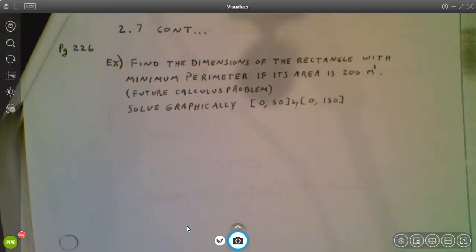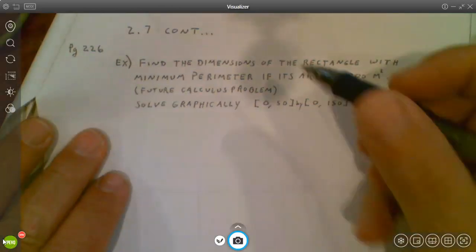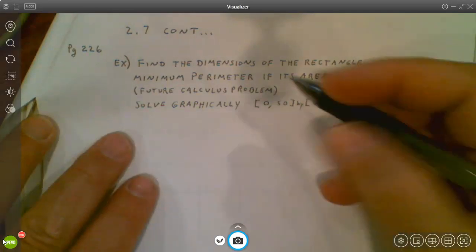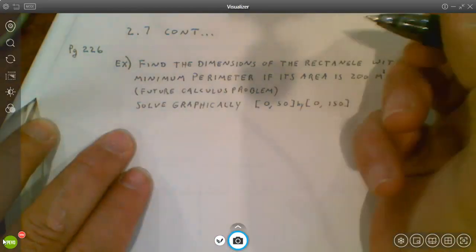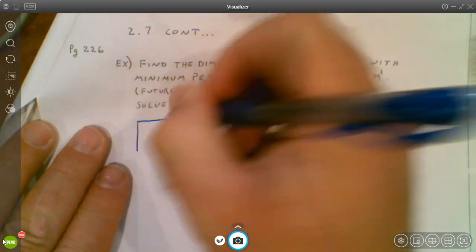So a little fun with word problems here. Find the dimensions of a rectangle of minimum perimeter if its area is 200 meters squared. Yeah, future calculus stuff. I think we talked about that with some of our previous chapter stuff. Whenever you see maximums and minimums, those can all be done with derivatives when we get to calculus. So we're going to solve this guy graphically. So see what we got here. We're talking about perimeter and area, so we're going to need two formulas that we're going to put together to be able to solve. So consider our rectangle.